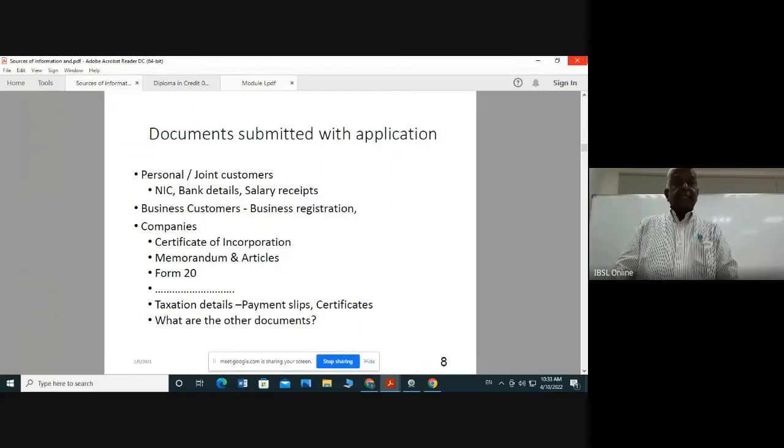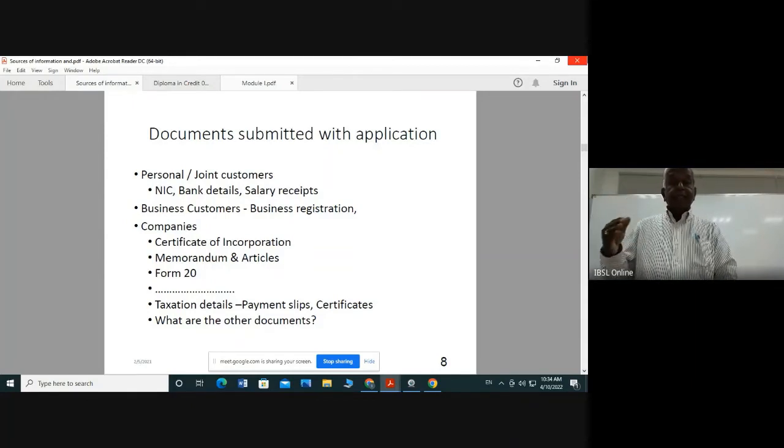In addition, certificate of incorporation. Certificate of incorporation, that is from the registrar of companies. The company would have been registered. Then memorandum and articles: earlier it was memorandum and articles of association, but the memorandum is not necessary now. Now it is the articles of association you have to give. Then Form 20, that is director's detail. Director's detail you have to give.